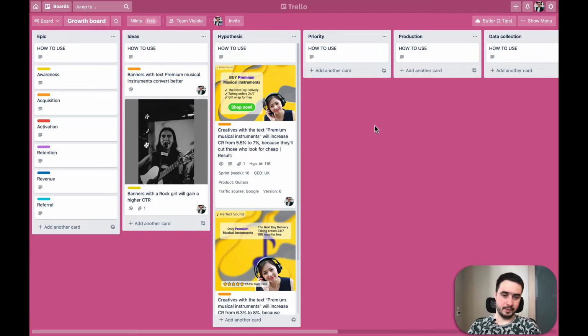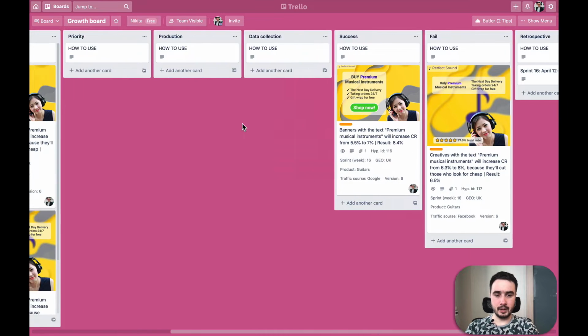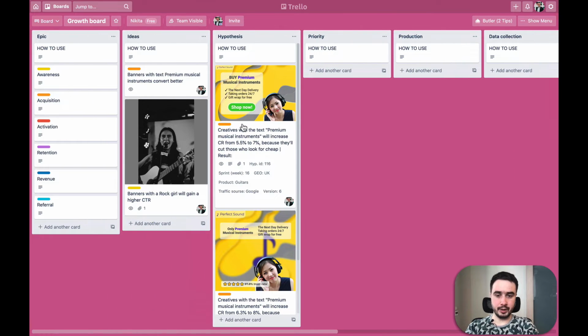This is a growth board. Actually, I make it in Trello, and you have this template as well. You have a link to this board. You can copy it to your boards in Trello. If you don't use it, this is very simple. Just create an account and you can use it to manage your creatives.